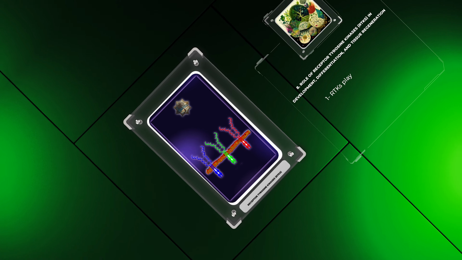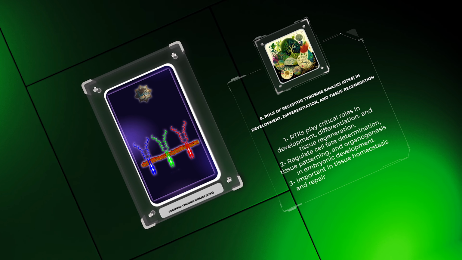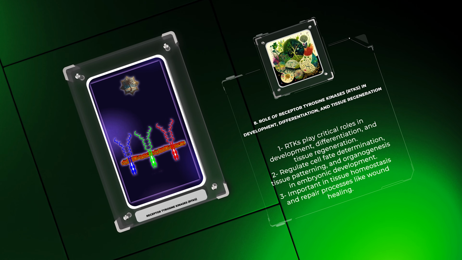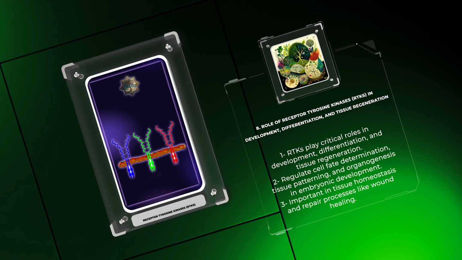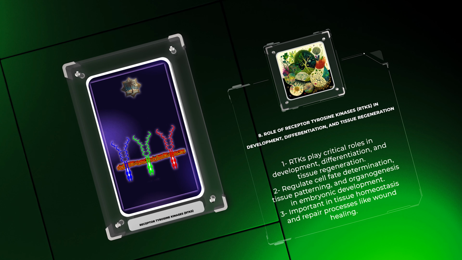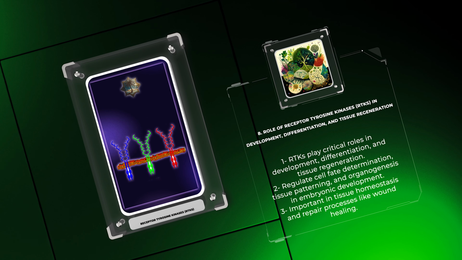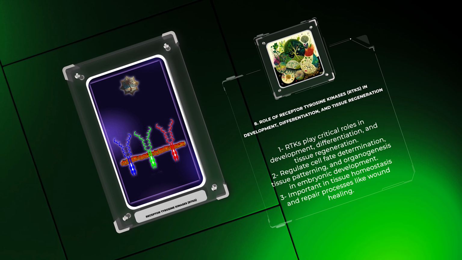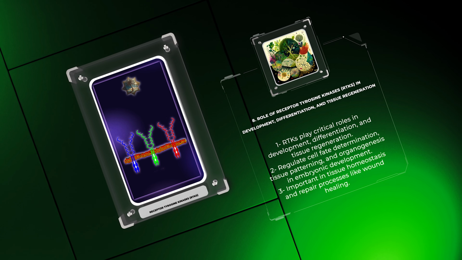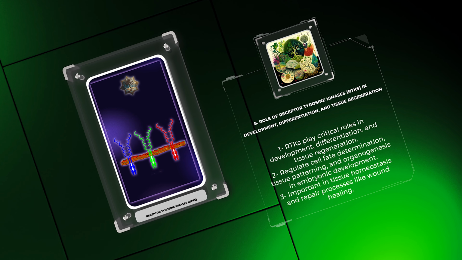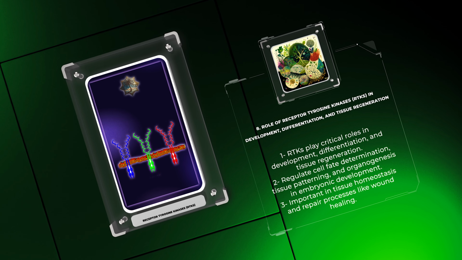Shifting our focus, let's investigate the profound roles of receptor tyrosine kinases, RTKs, in development, differentiation, and tissue regeneration. RTKs play critical roles in embryonic development, where they regulate cell fate determination, tissue patterning, and organogenesis. Furthermore, RTK signaling is pivotal for maintaining tissue homeostasis and orchestrating tissue repair and regeneration processes, such as wound healing and tissue regeneration after injury.